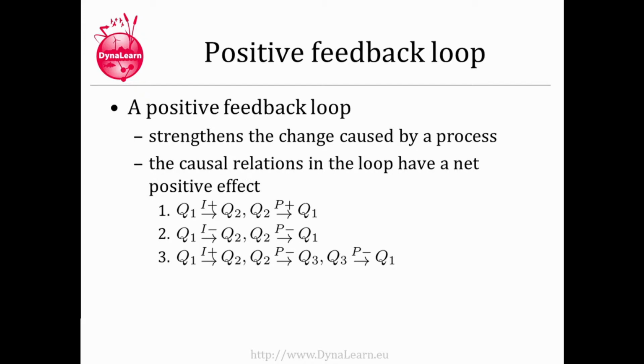A positive feedback loop strengthens the change that was caused by a process. The causal relations in a positive feedback loop have a net positive effect. For example, if you have a positive influence between quantity 1 and quantity 2, and a positive proportionality from quantity 2 back to quantity 1, then because these two causal relations are positive, the net effect will also be positive.